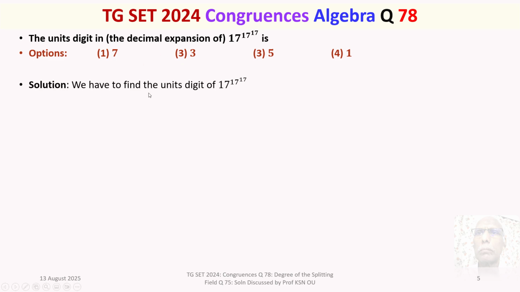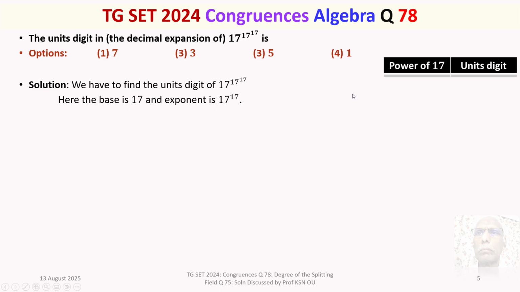We have to find the units digit, that is the digit in the units place, of 17 to the power of 17 to the power of 17. Now, here the base is 17. The exponent is 17 to the power of 17. Make an observation: study the digit in the units place in the powers of 17.